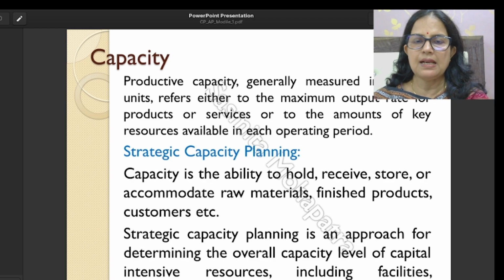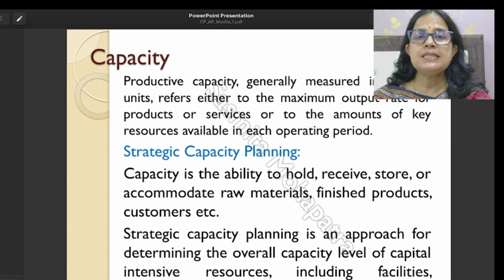Let's start the class. Capacity is the ability to hold, to receive, to store or to accommodate the raw materials, the finished products or the customers. If we say the capacity of a bottle is 1 liter, it means 1 liter is the holding capacity of the bottle. That bottle has the holding capacity of 1 liter of water or any liquid.